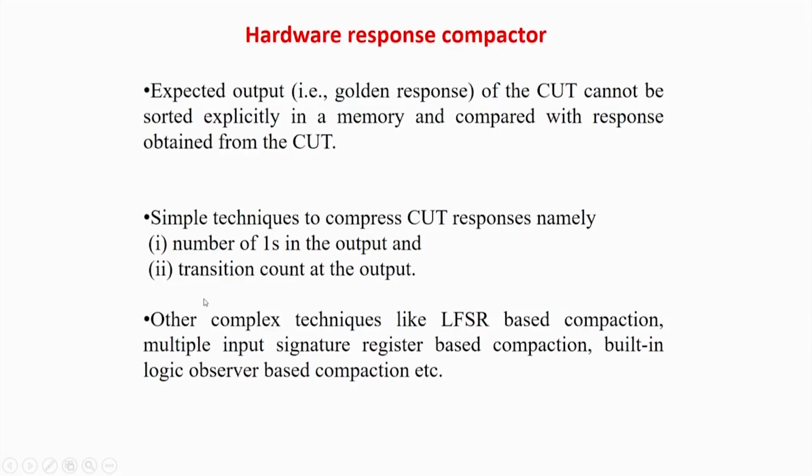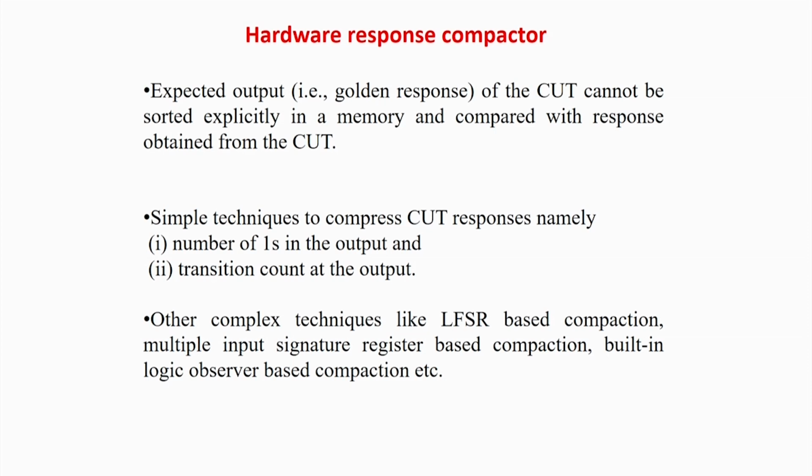Now before we complete, quickly we will look at the output size, because the output also you cannot take in full and put in the memory. The expected output golden response of the CUT cannot be stored explicitly. So there are a lot of ways to compact. This is not a compression, it is a compaction. It is lossy, so sometimes there will be aliasing.